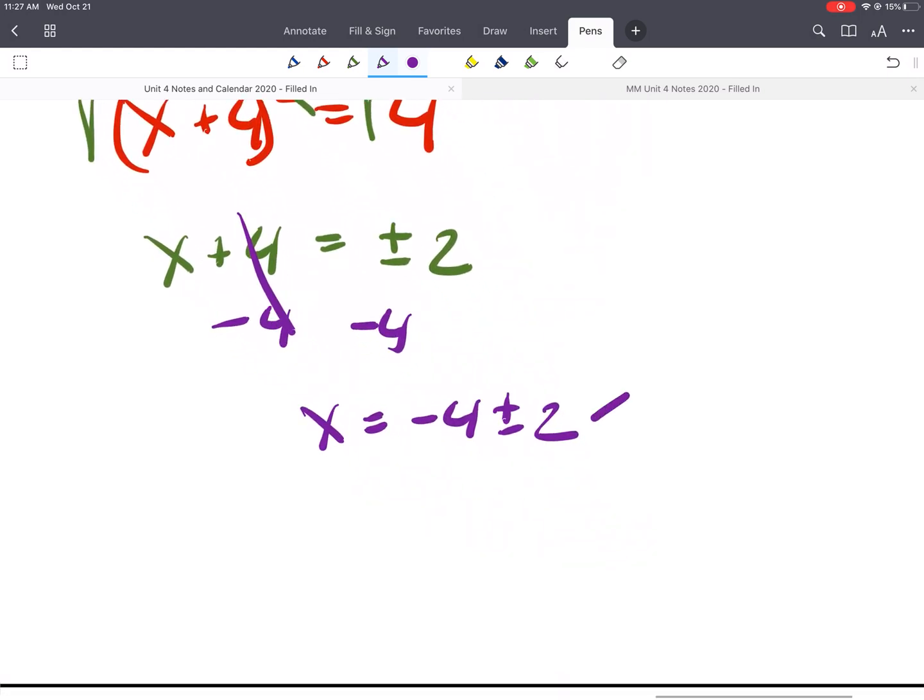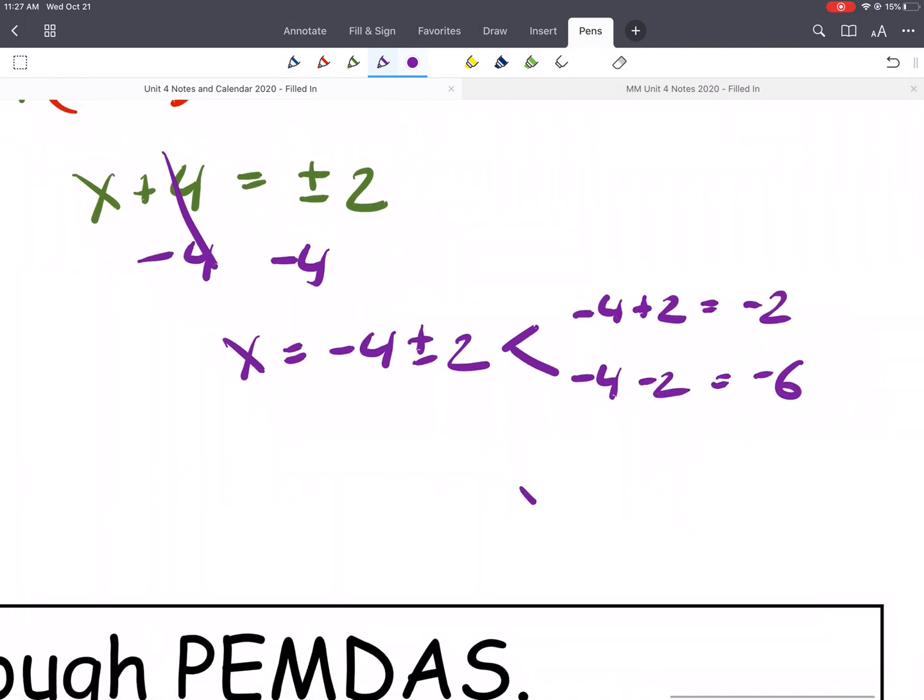That's going to give us 2 solutions. One is negative 4 plus 2, that gives us negative 2. And negative 4 minus 2 gives us negative 6. So our solution is x is equal to negative 2 and negative 6.